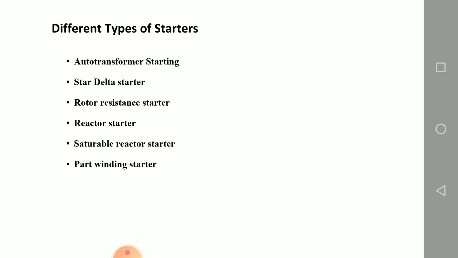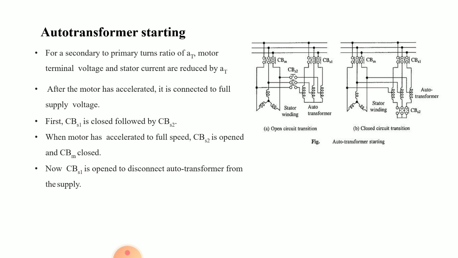So next, different types of starters. They are auto transformer starter, star delta starter, rotor resistance starter, reactor starter, saturable reactor starter, and part winding starter. So let us discuss one by one. First, consider auto transformer starting.